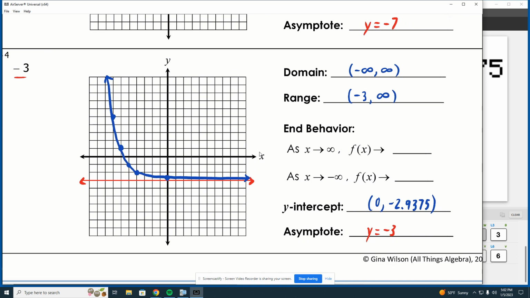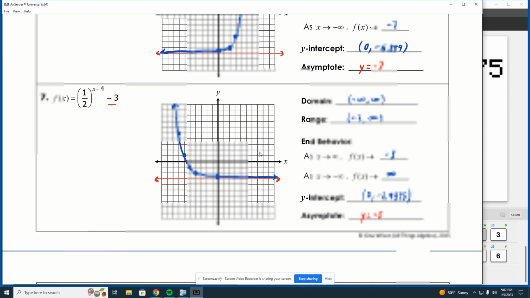Again, the end behavior, very simple. As x goes off to the right, look, what is y approaching? It's approaching your asymptote, negative 3. But as x goes off to the left, what's y approaching? Positive infinity. So there you have it. Really, really simple stuff that we did yesterday.